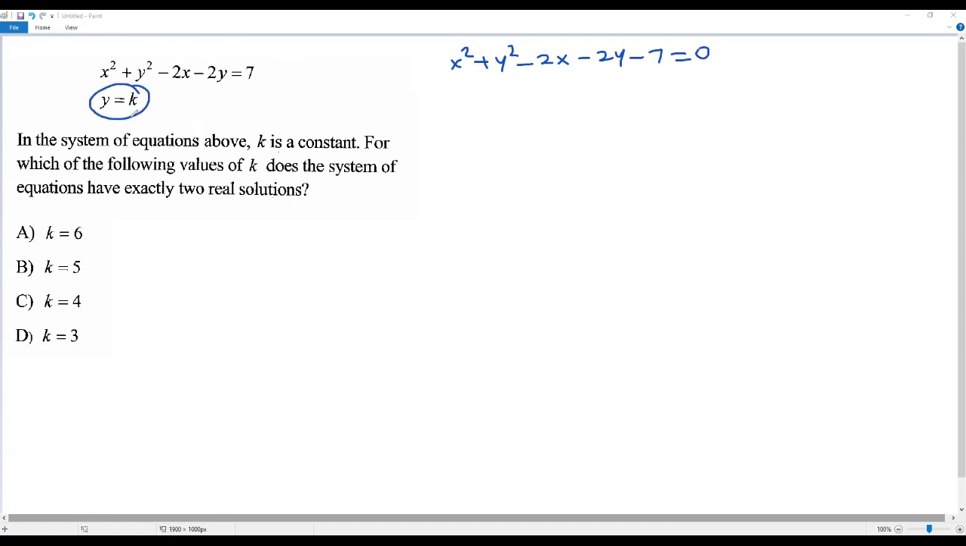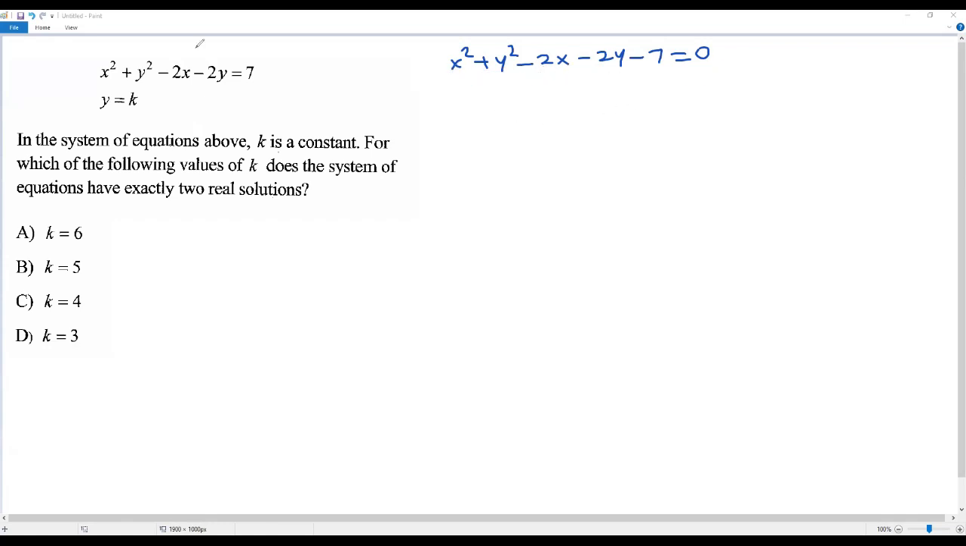The second one is a linear equation, and you'll be getting a horizontal line for this one, y = k. Now what I'm going to do is find the center and radius of the circle. Once I get the center and radius, I'll be able to sketch the graph of this circle, and also I can sketch the graph of the line y = k, and I can find the value of the constant k for which the given system has exactly two real solutions. Okay, how do we find the center and radius of this circle?